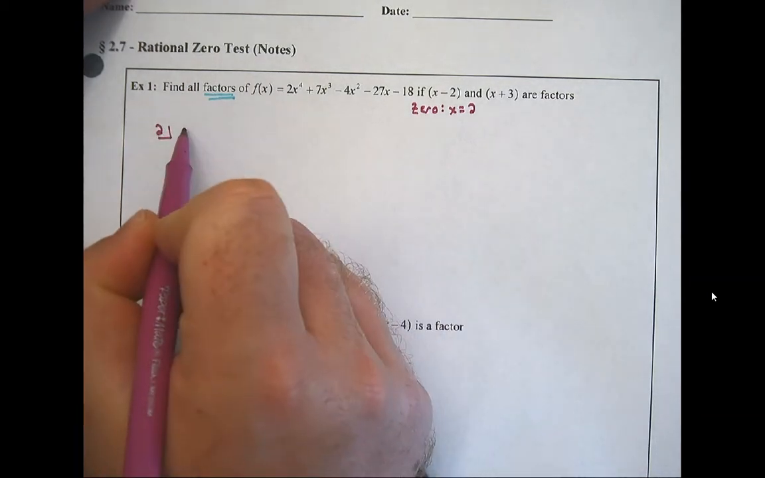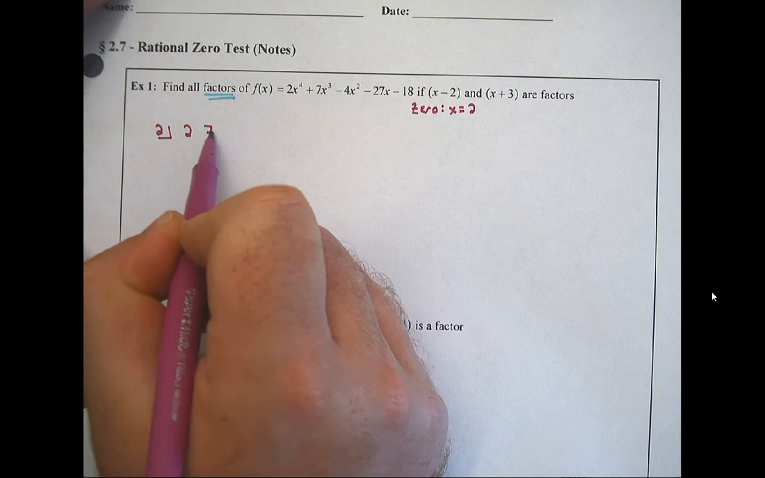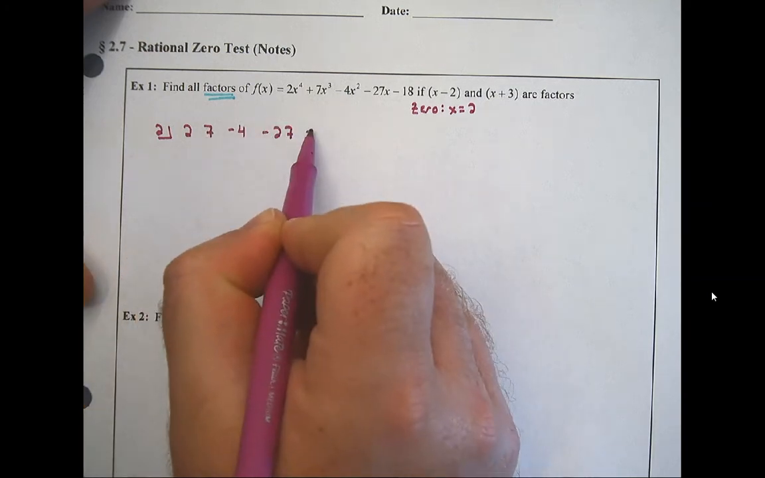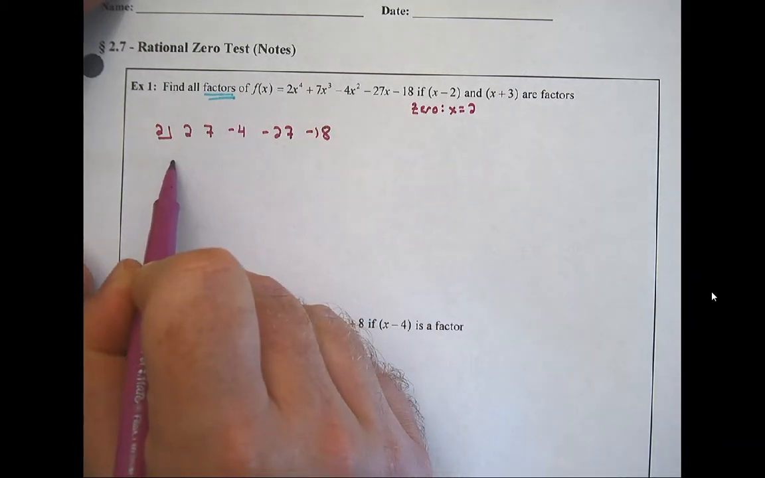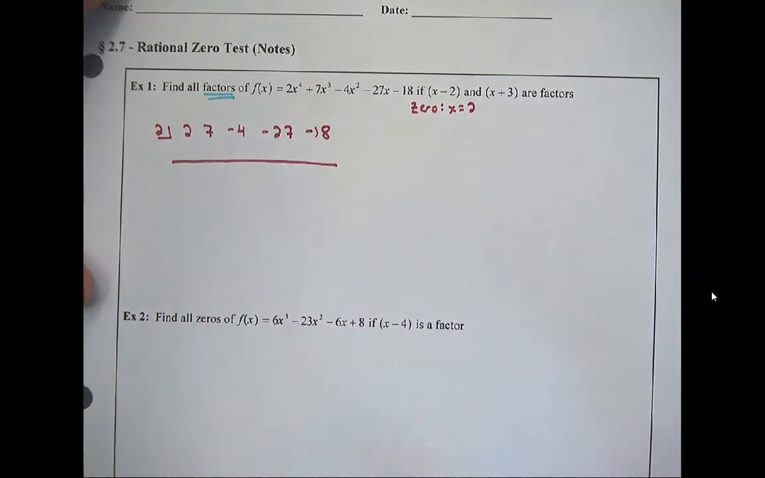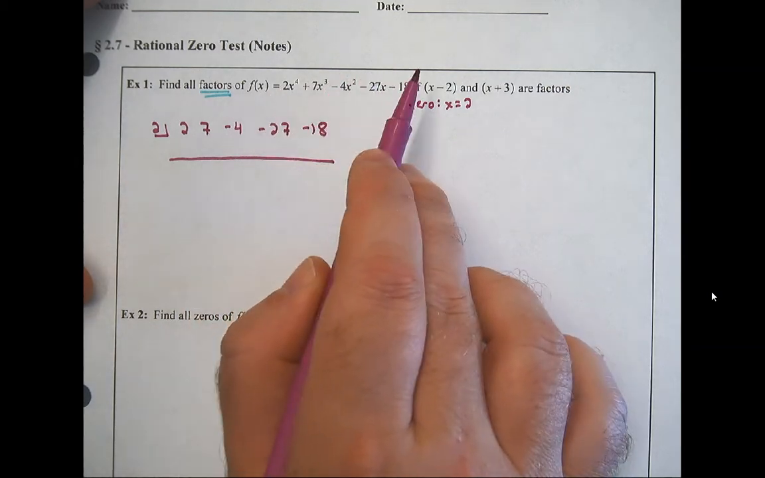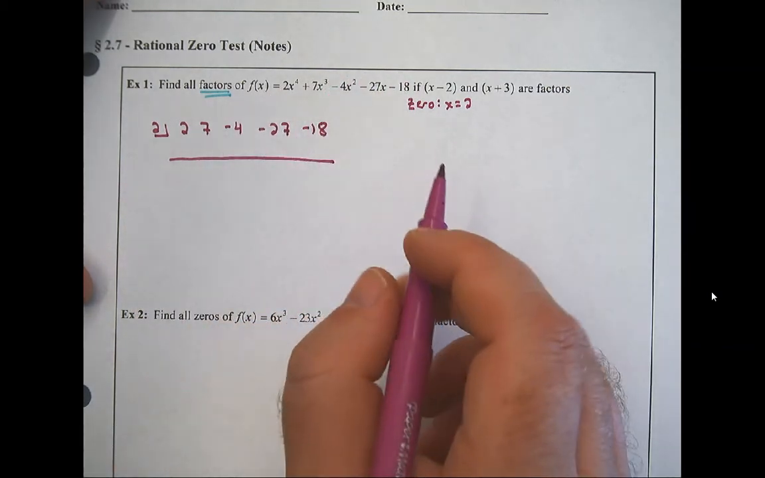Then we list our coefficients: 2, 7, -4, -27, -18. A little error alert there. Leave yourself a little space. Error alert, make sure that you're going in order of all your exponents: 4, 3, 2, 1, none. So I didn't have to add any zeros.